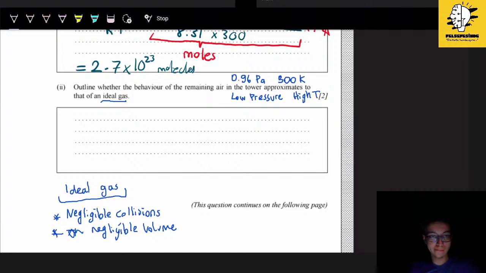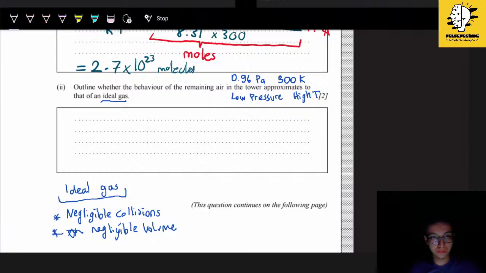And why is this? Because if molecules have very high kinetic energy because of temperature, they will have very high speed. So there will be negligible collisions between them. They will hit the sides of the container more. And we need low pressure as well.